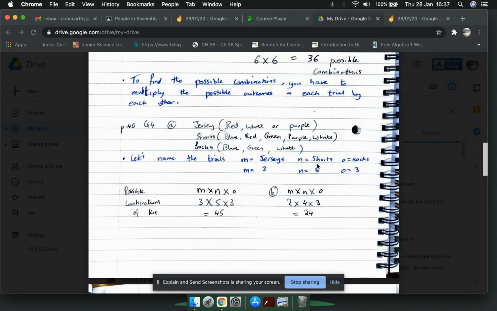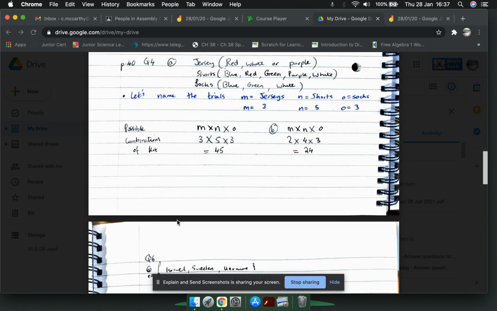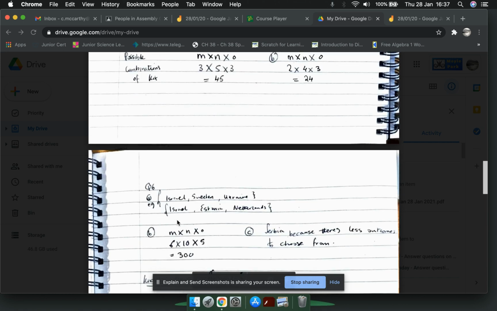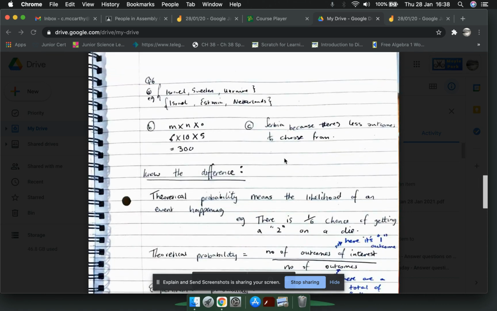Hi all, we are continuing with counting and probability today. Up on the screen I have the answers to yesterday's homework, question 4. So you can pause the video and correct those few questions. And skipping down then, I'll just pause here on question 6. These are the answers to question 6.